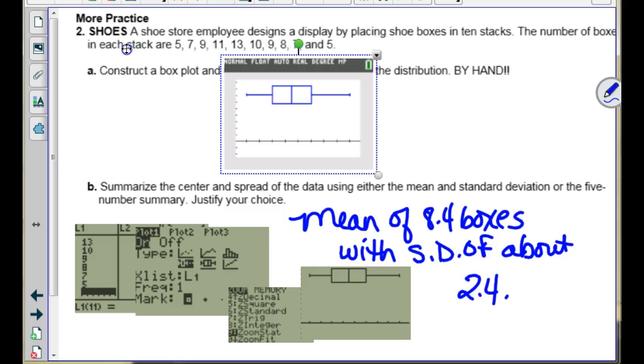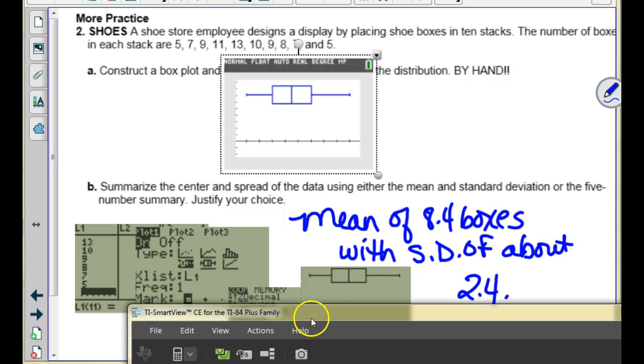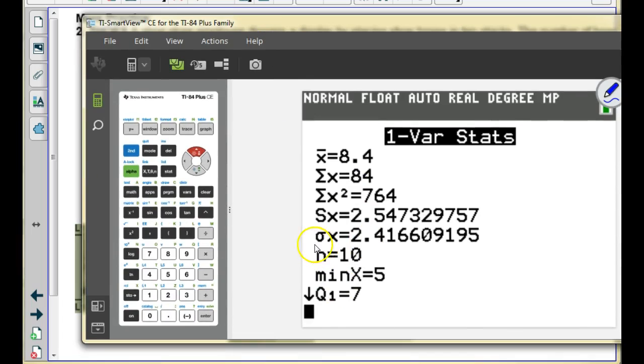All right, I would put some great interpretation into that, but it's boxes of shoes in a display. It's kind of weird data, yes. The standard deviation, which is this one, it's the little sigma x. Okay, that's the one we're using.